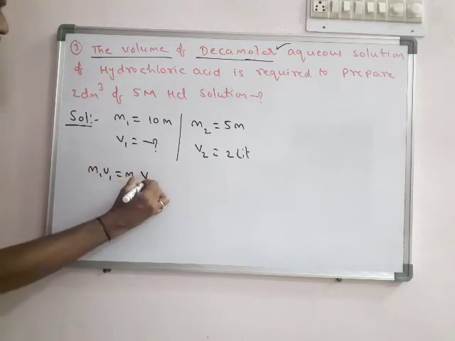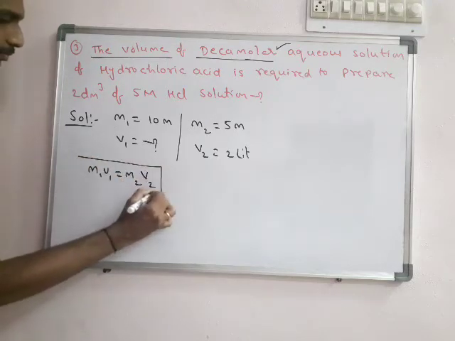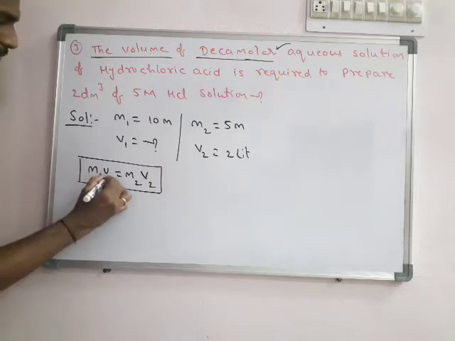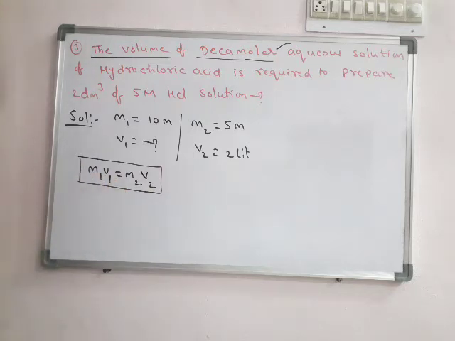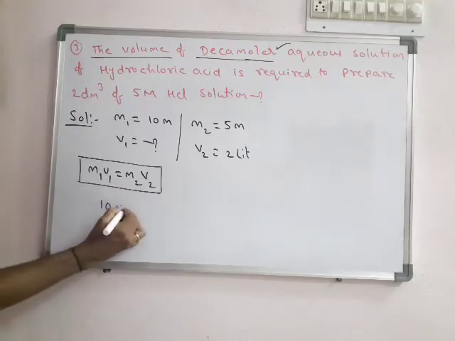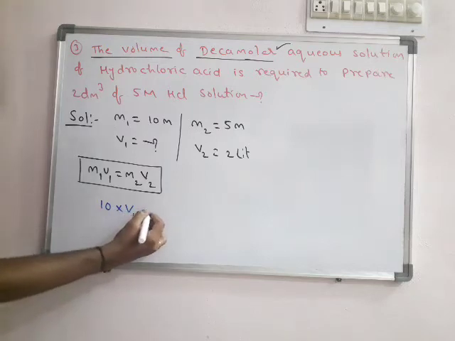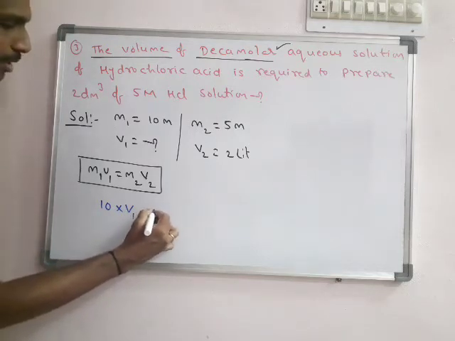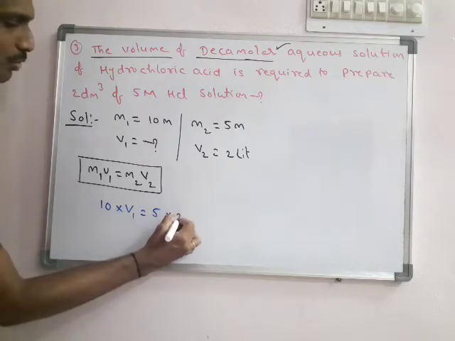m1v1 equals m2v2. Okay, so what is m1? Decamolar, 10. We need to find the volume. m2 is 5. So what is the value? 2 liters.